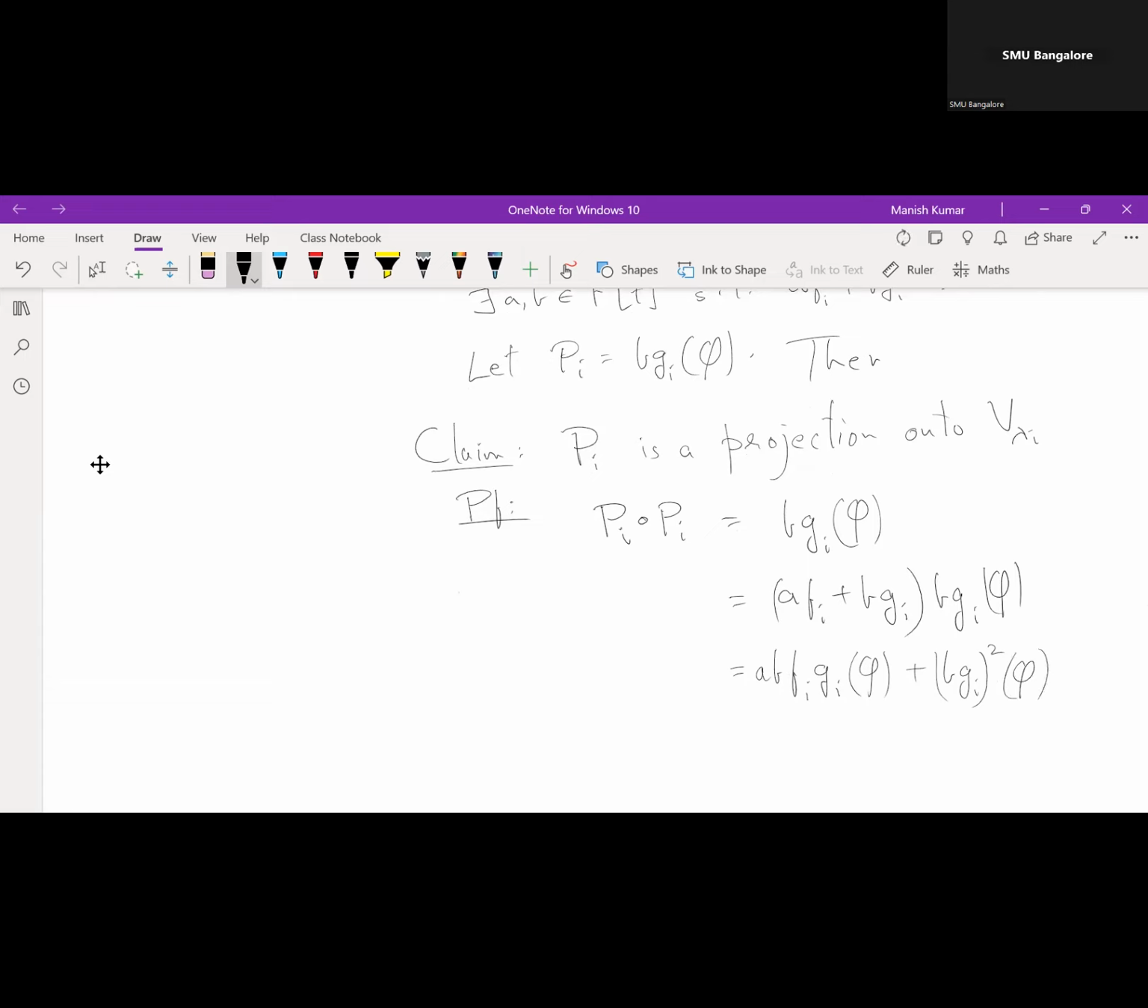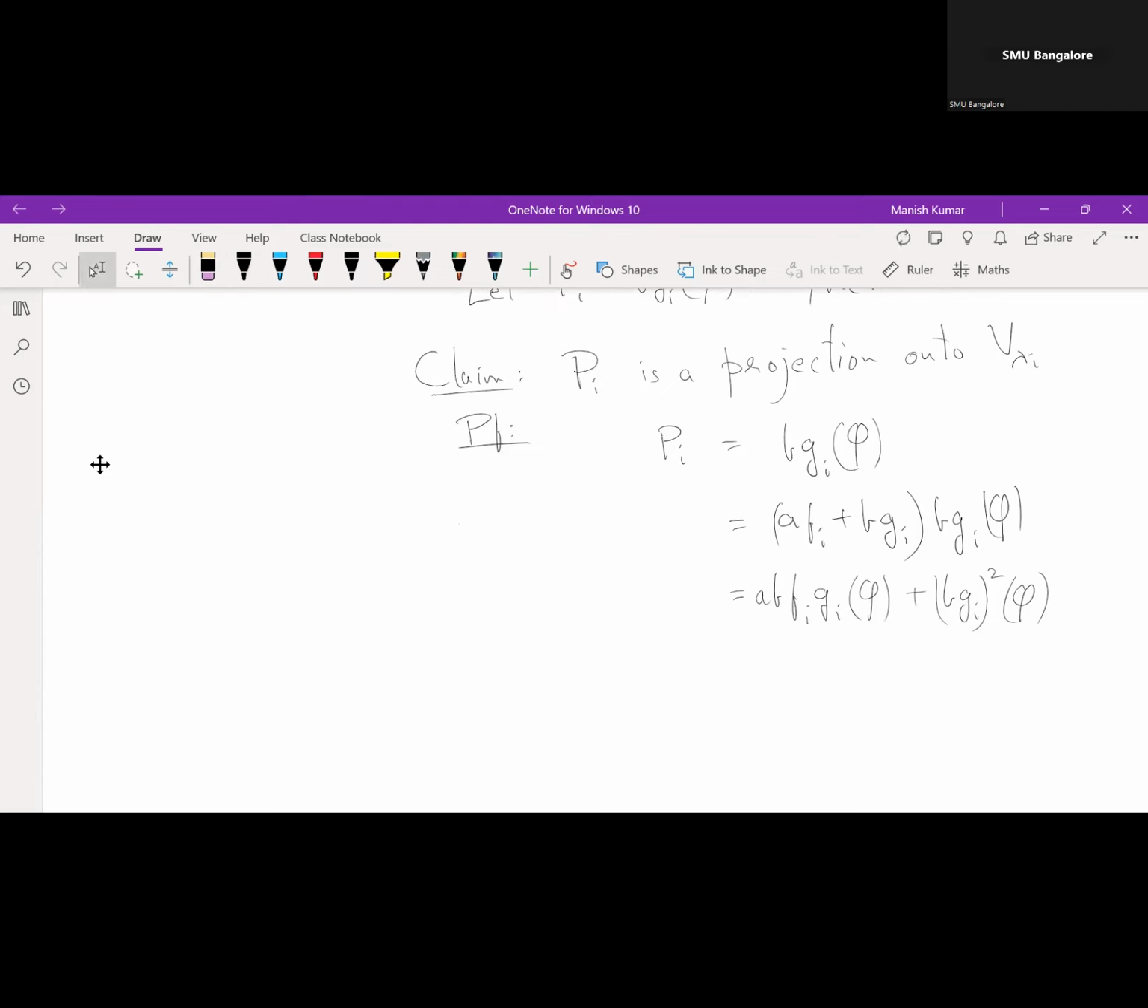So I'm just writing pi right now, not pi square. I'll get to pi square. The other term is pi square. But what is this? This is AB, and what is Fi times GI? It's the characteristic polynomial of phi evaluated at phi, and this is BGI phi composed with BGI phi.